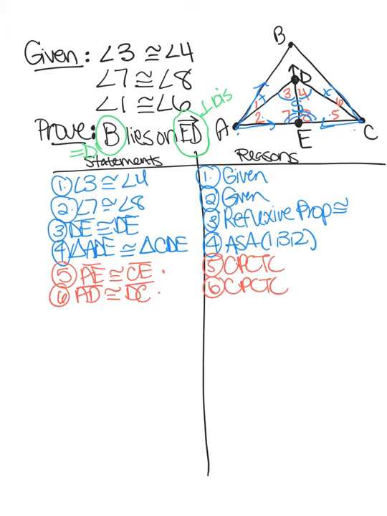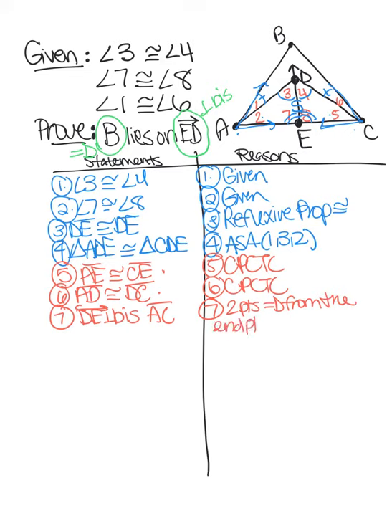Step 6 shows that D is equidistant from A and C, which means that ED is the perpendicular bisector of AC because 2 points equidistant from the endpoints of a segment determine the perpendicular bisector. And that right there is SP1, strict procedure step 1.